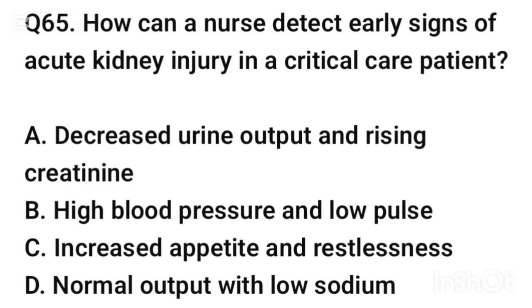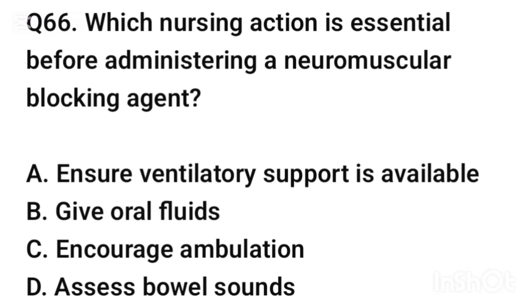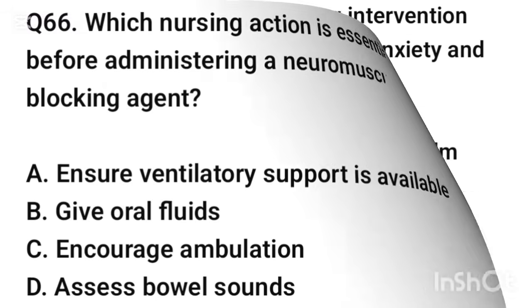Question number 65. How can a nurse detect early signs of acute kidney injury in a critical care patient? The correct answer is option A. Decreased urine output and rising creatinine. Question number 66. Which nursing action is essential before administering a neuromuscular blocking agent? The correct answer is option A. Ensure ventilatory support is available.